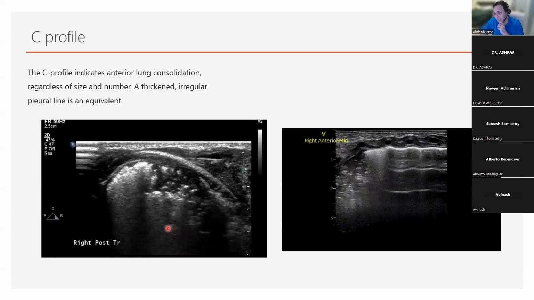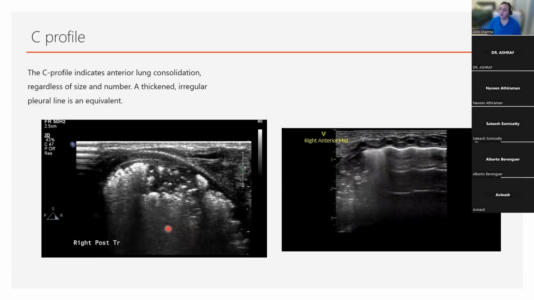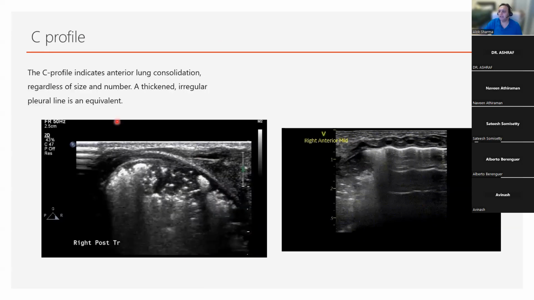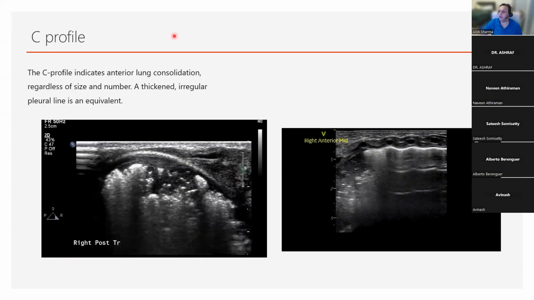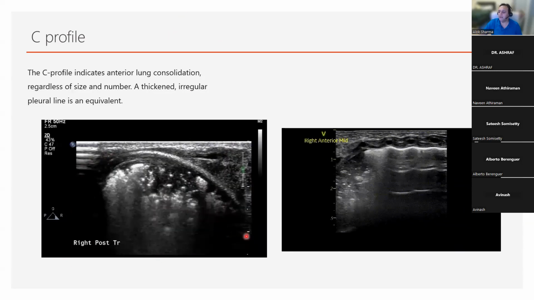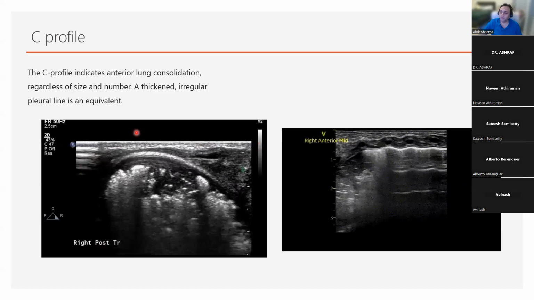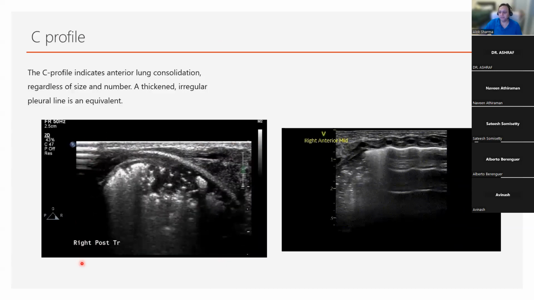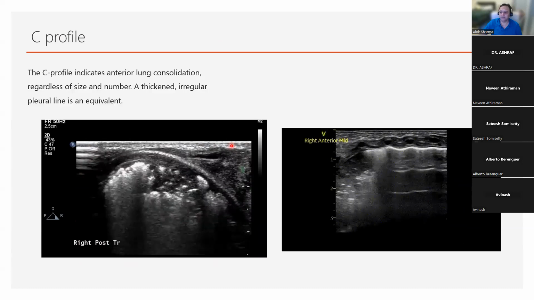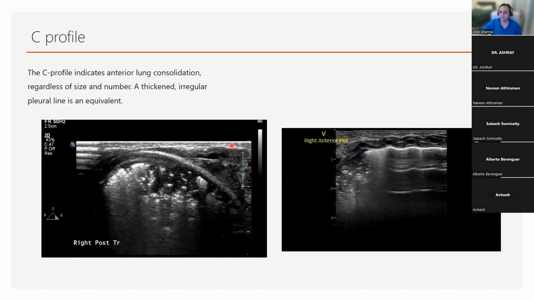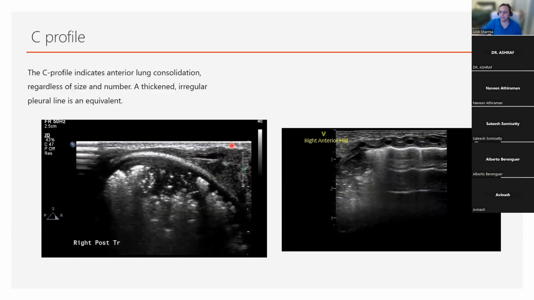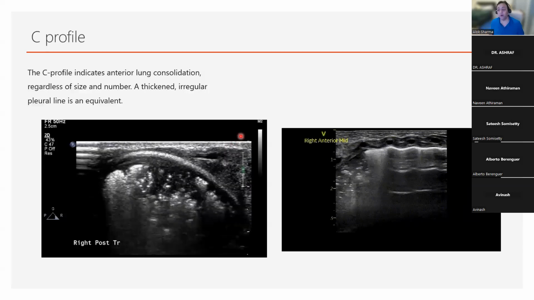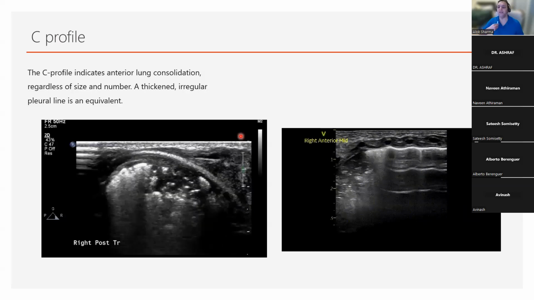C profile, as I told you, is what we classically call consolidation profile. Okay, so can I get anybody to describe what they can see over here? Which view is this? Horizontal. Very good.